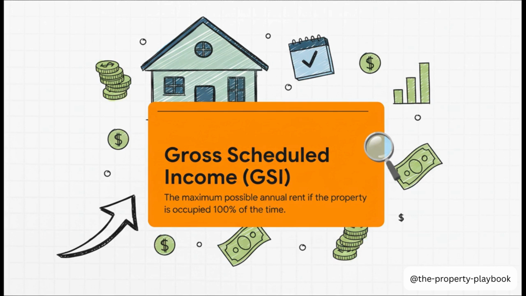All right, step 1 is what we call gross scheduled income, or GSI. Think of this as your perfect world number. It's the total rent you'd collect if the property was occupied every single day of the year and everyone paid on time. It's a simple but really important place to start.